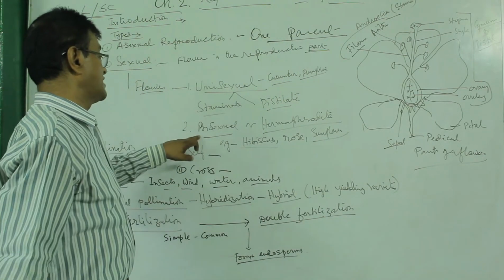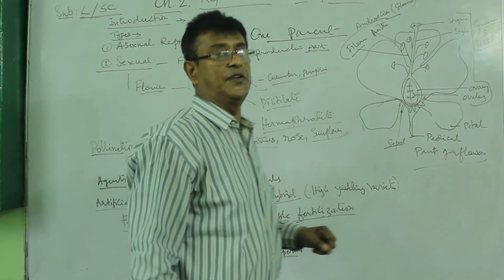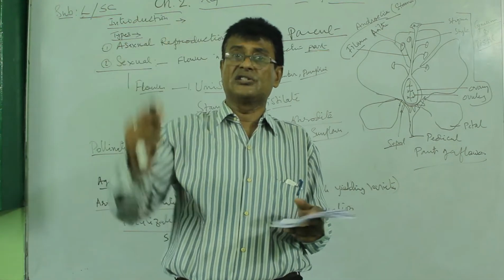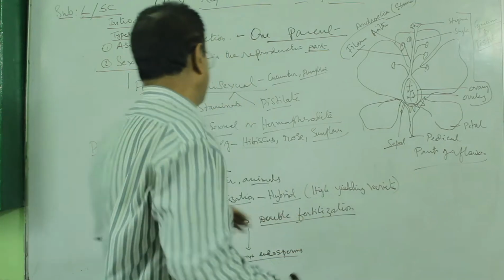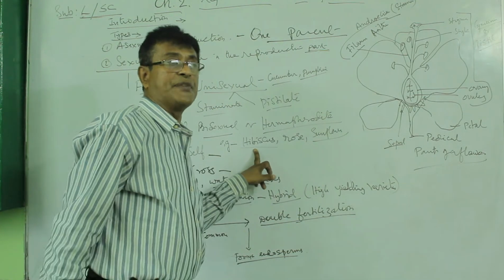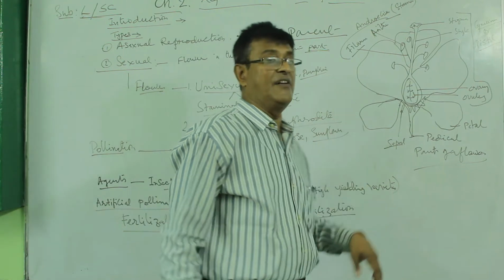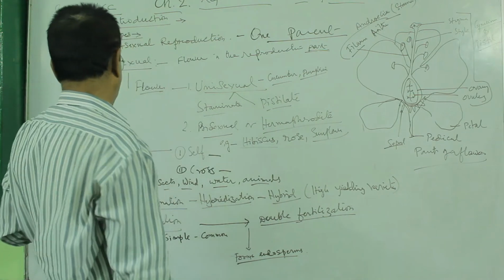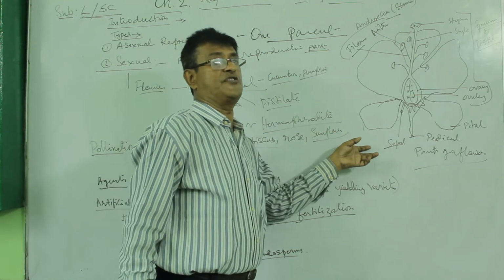And then the second one is the bisexual or hermaphrodite flower. In a hermaphrodite or bisexual flower, they have both sex organs, the male sex organs as well as the female sex organs. Examples are hibiscus, rose, and sunflower. These are the bisexual or hermaphrodite flowers. Here are the parts of a bisexual or hermaphrodite flower.